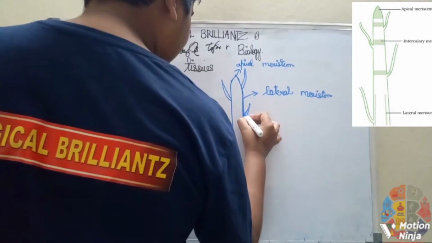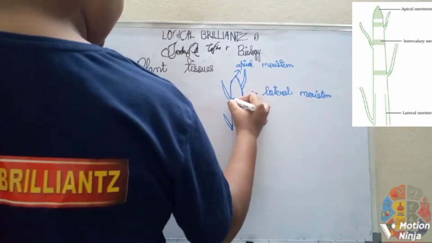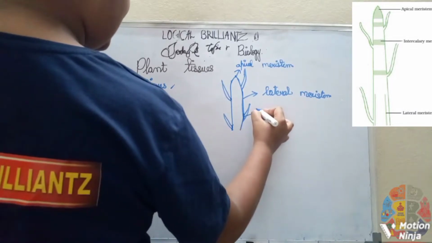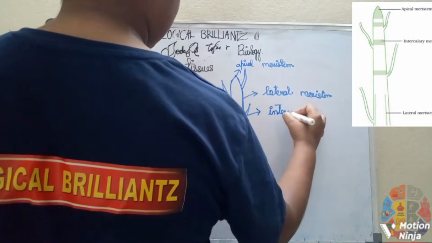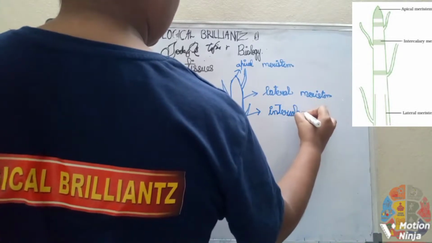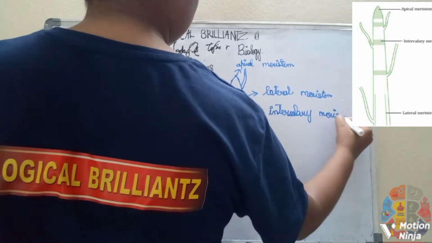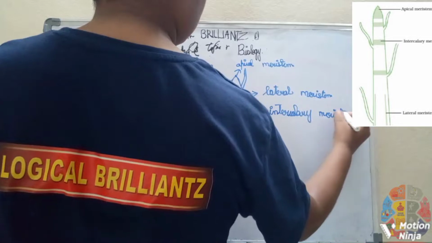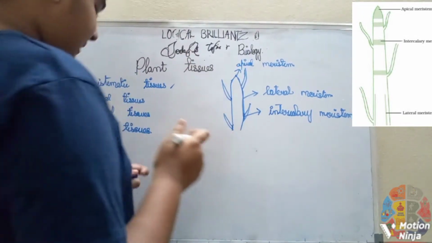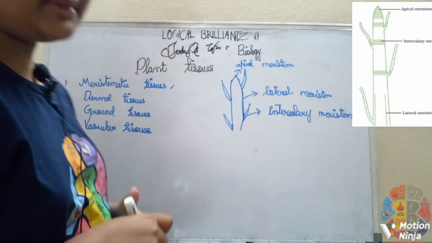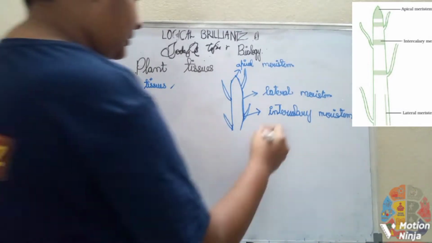See, the place where branching takes place. In these areas, wherever the branching takes place, there intercalary meristematic tissues will be present. Intercalary meristem. So there are three types of meristematic tissues: apical meristematic tissues, lateral meristematic tissues, and intercalary meristematic tissues.